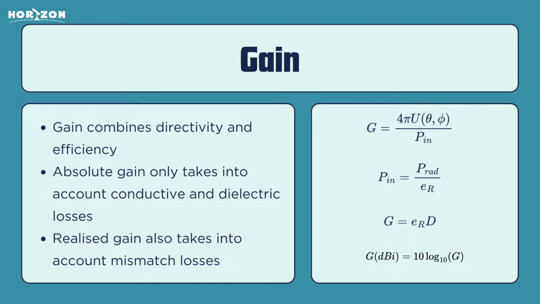And here we have two kinds of gain. The absolute gain only takes into account conductive and dielectric losses. So in this formula here, you will have G equal to radiation efficiency times directivity. The realized gain also takes into account mismatch losses. So instead of the radiation efficiency, I will use the total efficiency. And similar to directivity, when the direction is not specified, we take the gain to be in the direction of maximum radiation intensity.